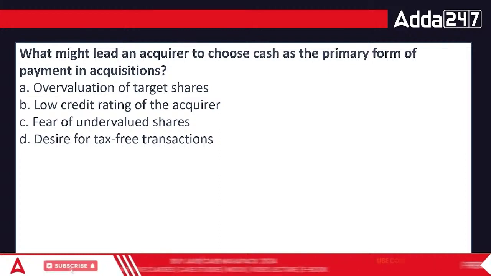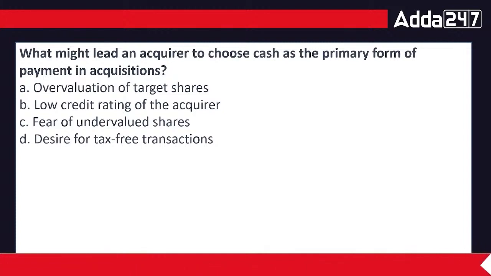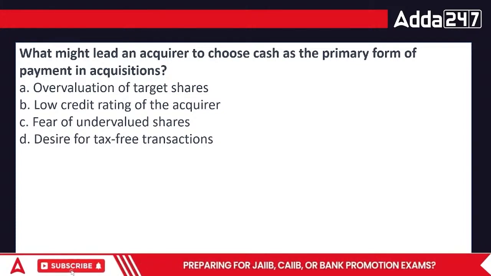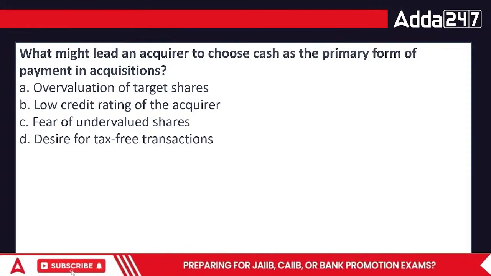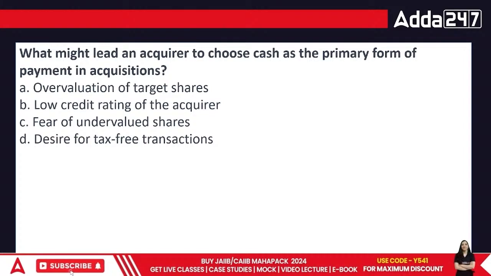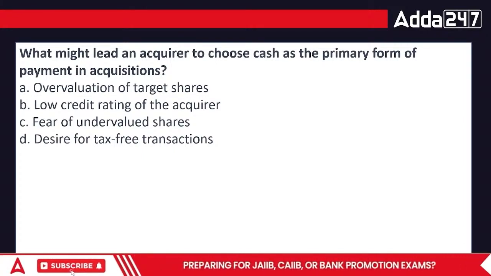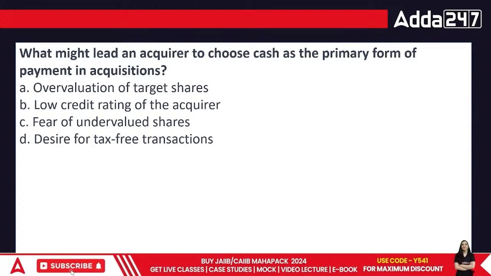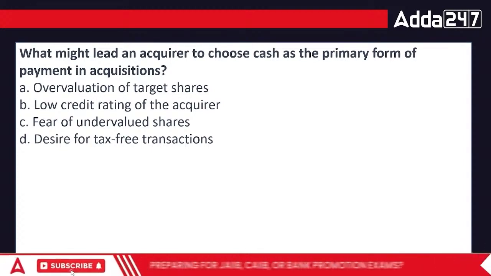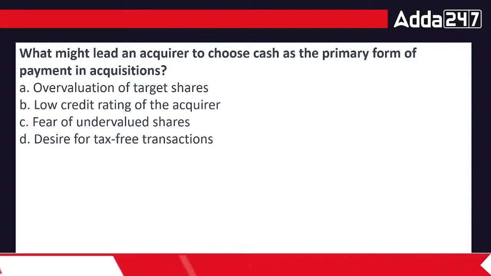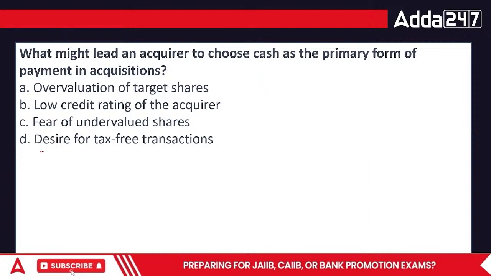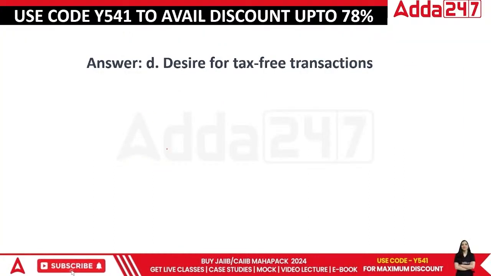What's going to be the answer? What might lead an acquirer to choose cash? If someone is choosing cash as the primary form, overvaluation of target shares is not the answer. Acquirer means the one who's purchasing, right? The one who's purchasing, for them, shares is a different scenario. Low credit rating of the acquirer. If they have a low credit rating, then they cannot look forward towards that. Fear of undervalued share. This can be a point. Obviously, if you think that the shares might not be at their true value, then it can be a different scenario. And then is desire for tax-free transactions. I think in this case, the answer has to be D only. You have a desire for tax-free transactions. You sometimes just play with the cash, and you sometimes don't even show that there's a movement of cash.